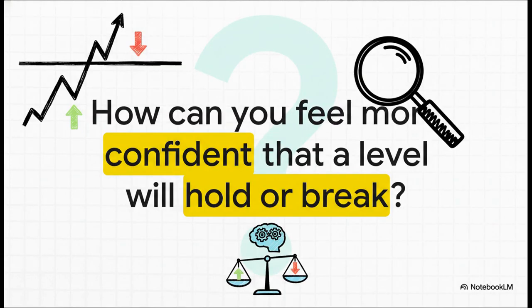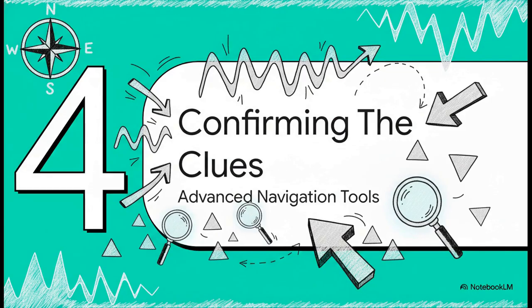And this all leads to the big question, right? You see the price coming up to a key level. It's decision time. Is it going to bounce off or is it going to smash right through? How can you get a better read on what's about to happen? Well, this is where we bring in the advanced tools. Think of these as the extra clues that pro traders look for to confirm what the map is suggesting and to give them more conviction in their trades.